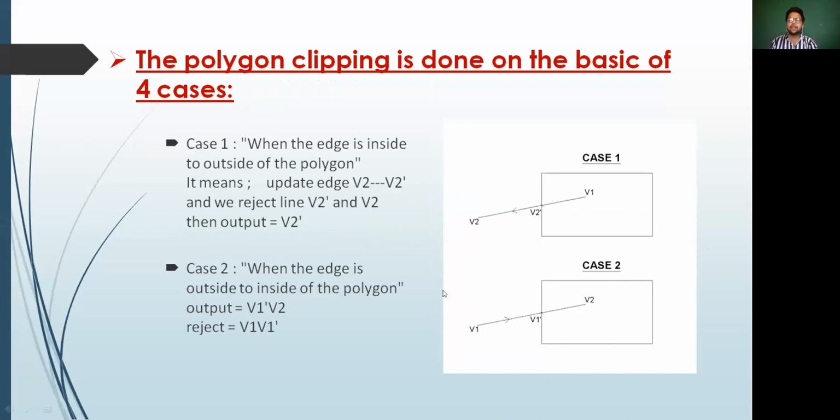In case number 2, we are going to take the part when the edge is going from outside to inside the boundary. The output for this is V1 dash and V2, because the outside part we have to remove and we are going to take the inside part. The rejected part is V1 to V1 dash. This part we have to reject.